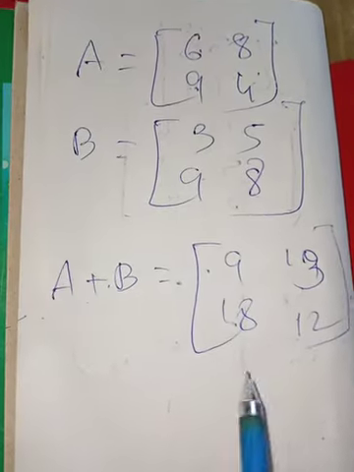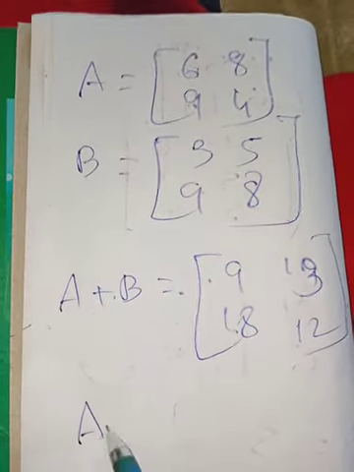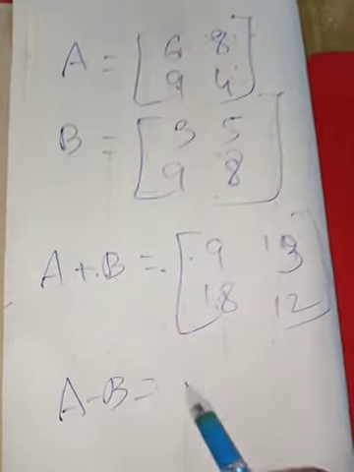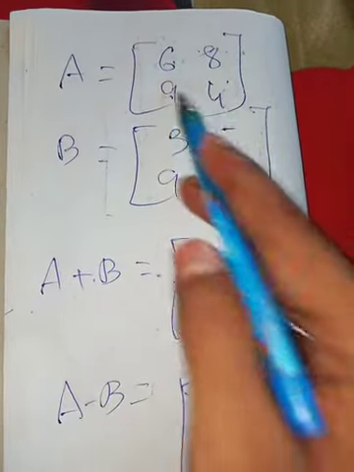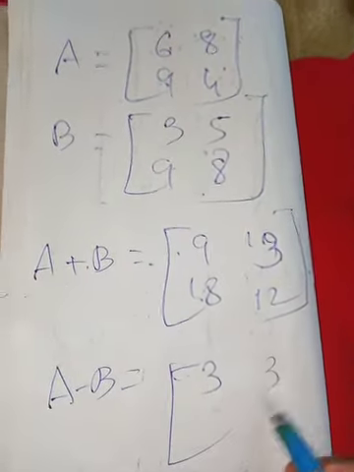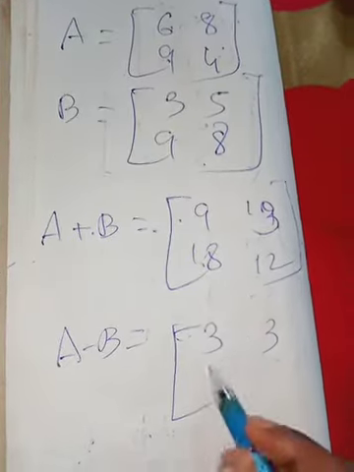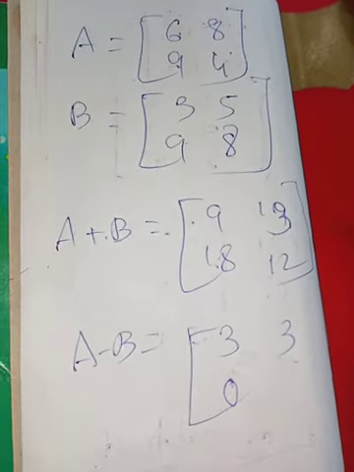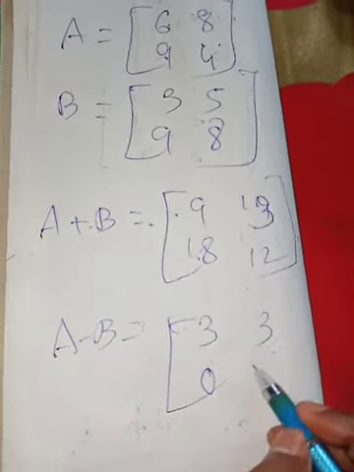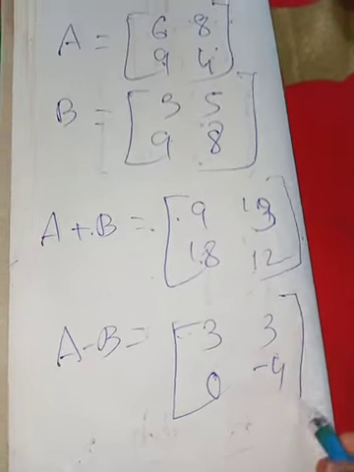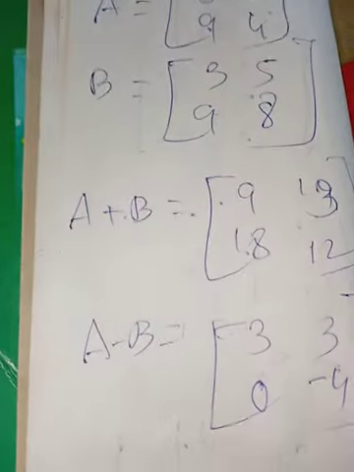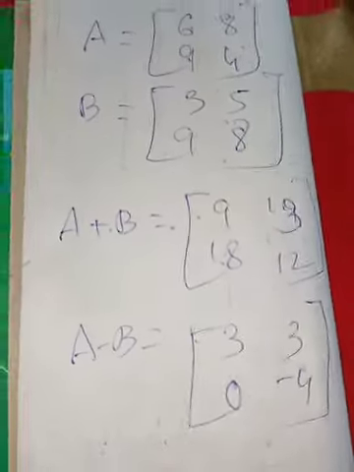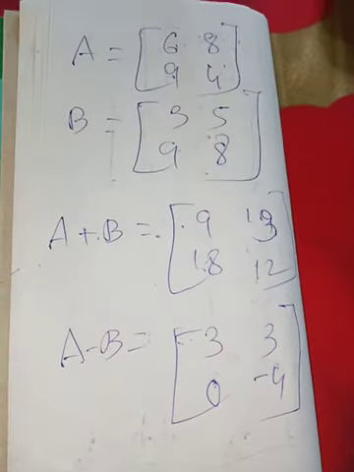Similarly, you can subtract. If you have to find A minus B: 6 minus 3 is 3, 8 minus 5 is 3, 9 minus 9 is 0, 4 minus 8 is minus 4. So now it is clear to you how to add or subtract matrices.